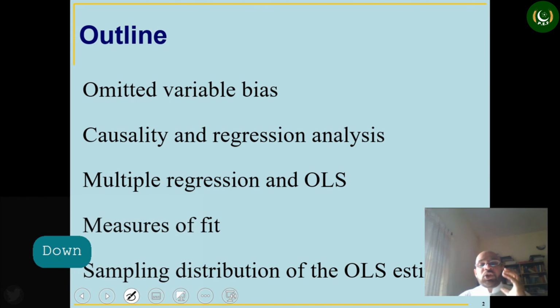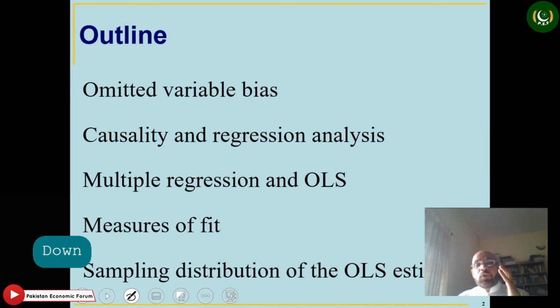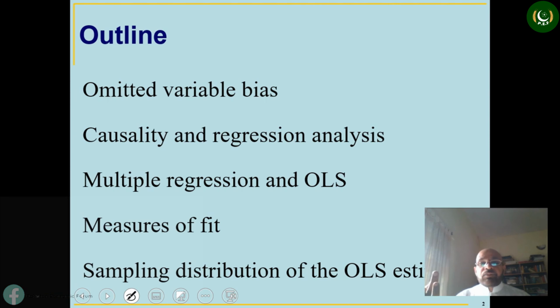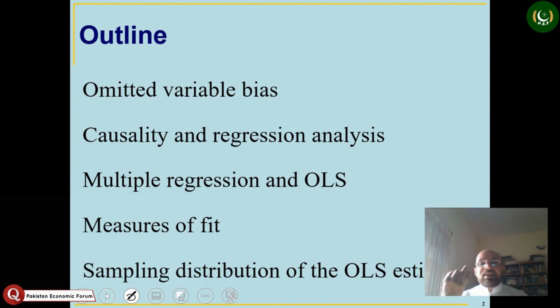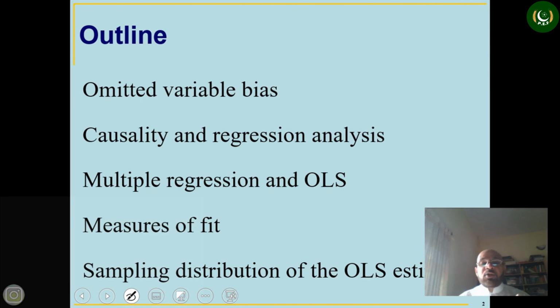Second thing is causality. In general, an econometric model has 4 objectives. First is summarizing data. Second is forecasting analysis. Third is causal analysis. Fourth is policy analysis. On causality we'll talk in detail at some other stage.